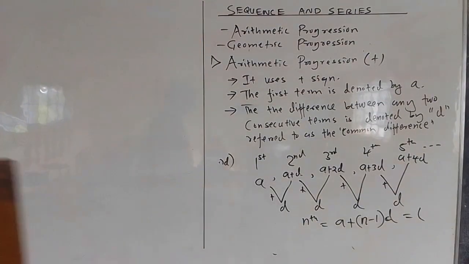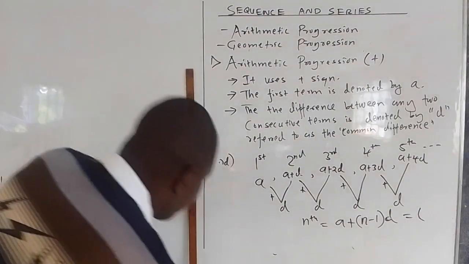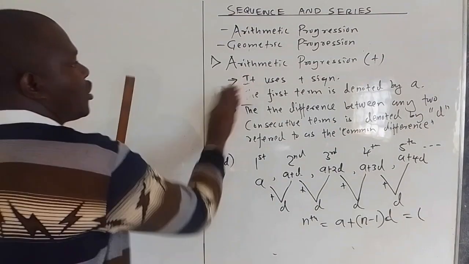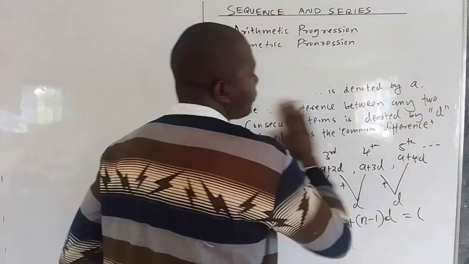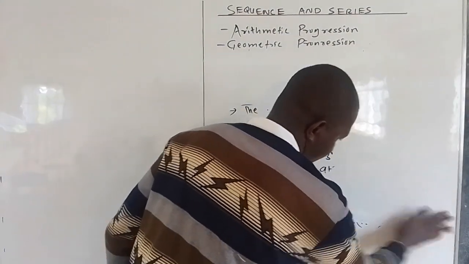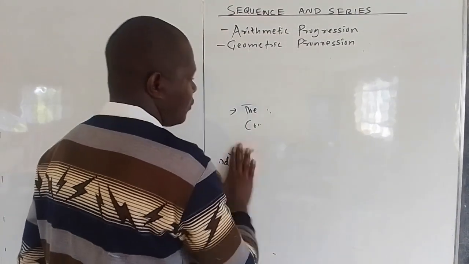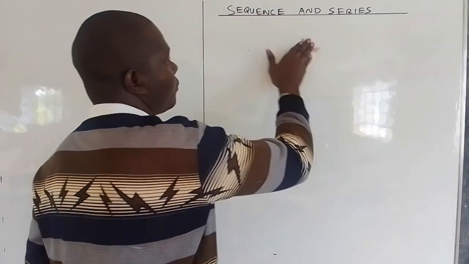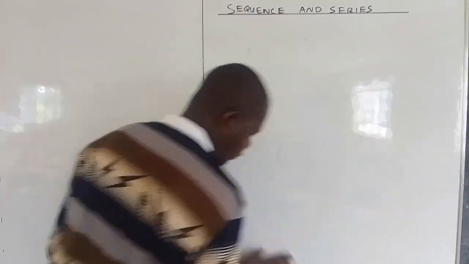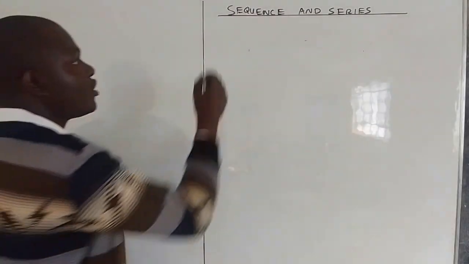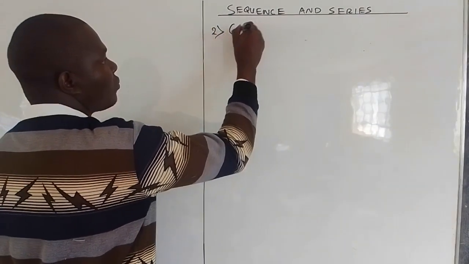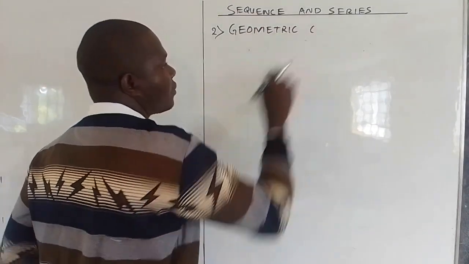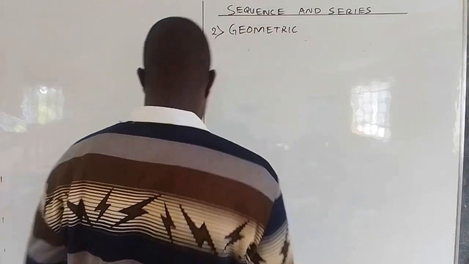How do we deal with the case of a geometric progression?